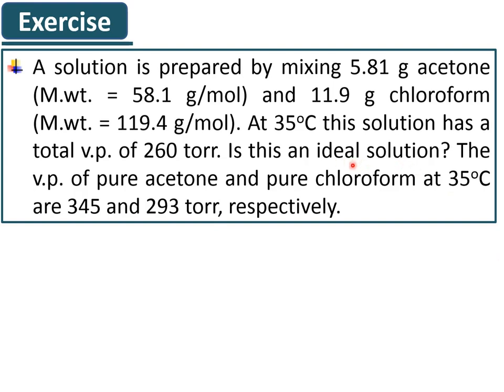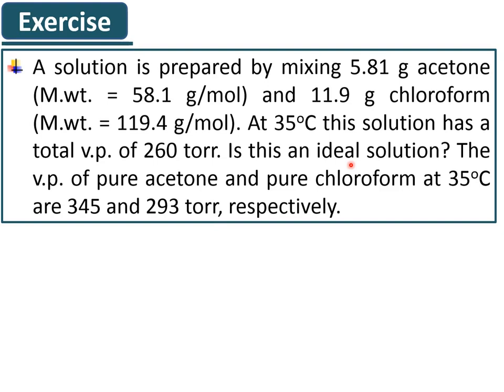Okay, so you should ignore this value at the beginning and calculate the total vapor pressure according to Raoult's law. If they are the same, this will be an ideal solution. If the calculated value by Raoult's law is higher than the experimental, so the experimental is lower than the calculated by Raoult's law, then we will have negative deviation. In the opposite case, it will be a positive deviation. So this is the way we think about the calculations here.